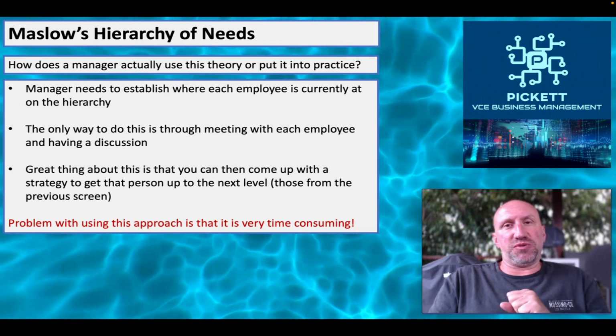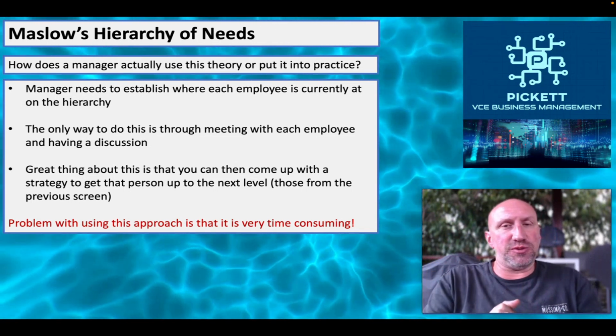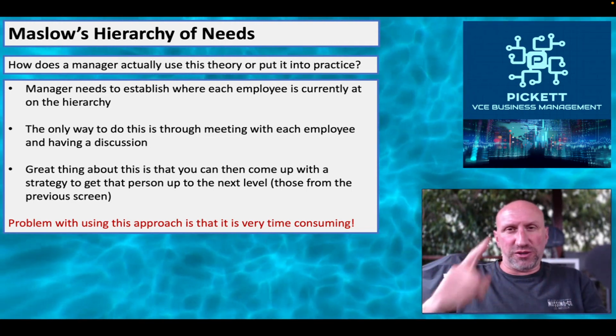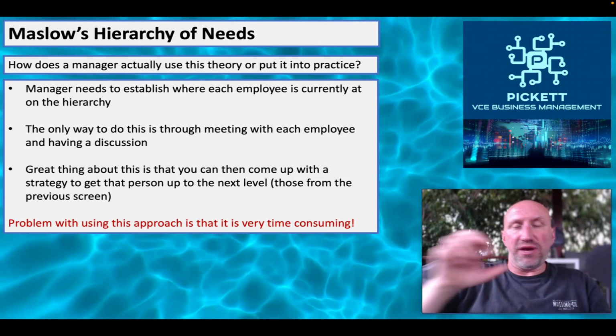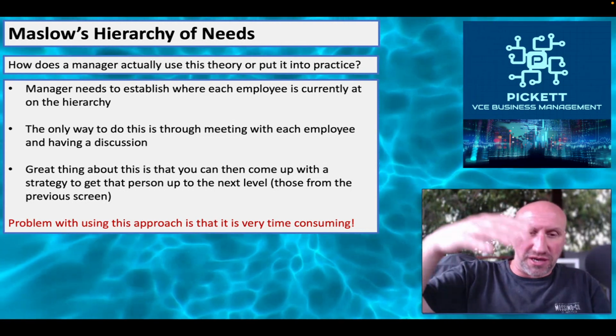If you do, you've got some serious work to do, putting in place some management structures. But you need to identify where each person is, and then put the strategies we just looked at in place to move them to the next level. And then again, once those are satisfied, they move to the next.